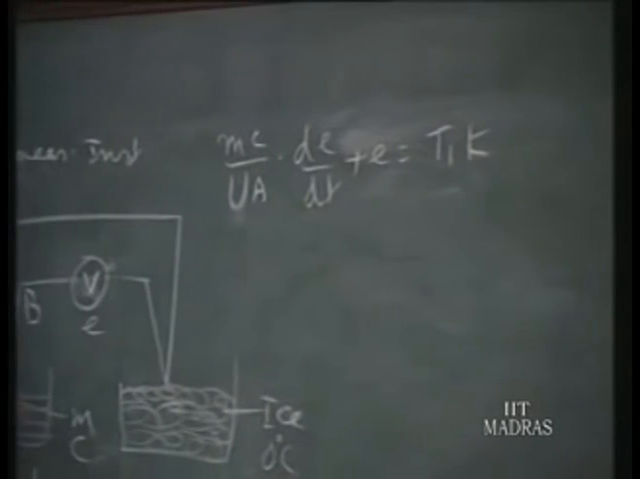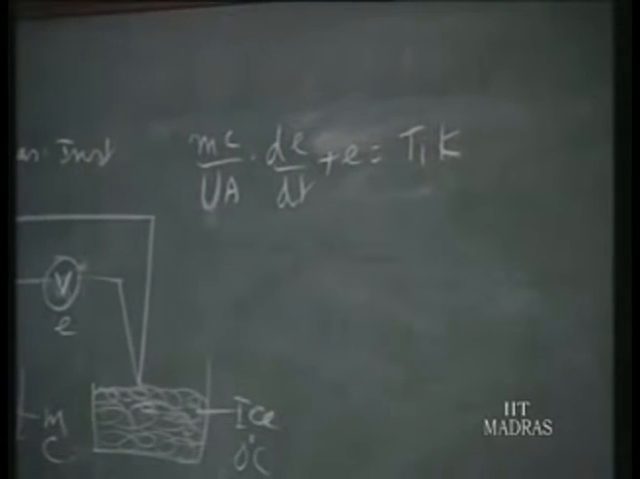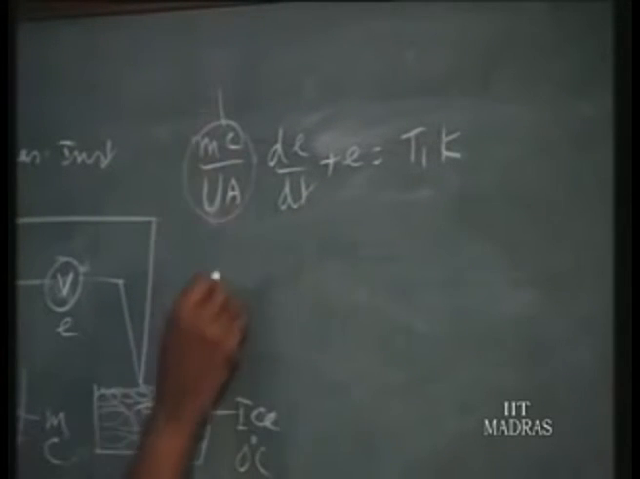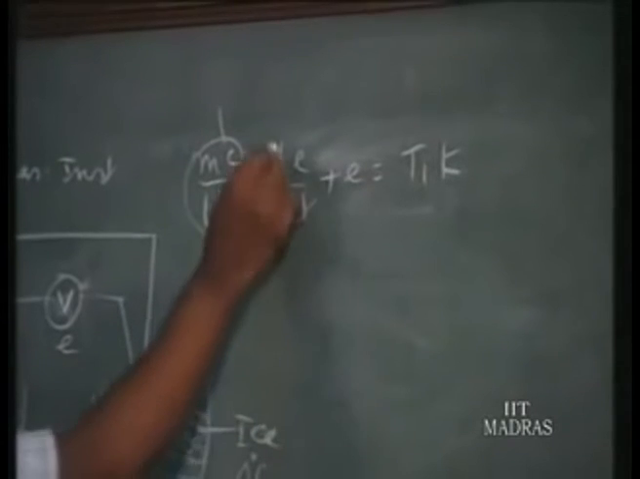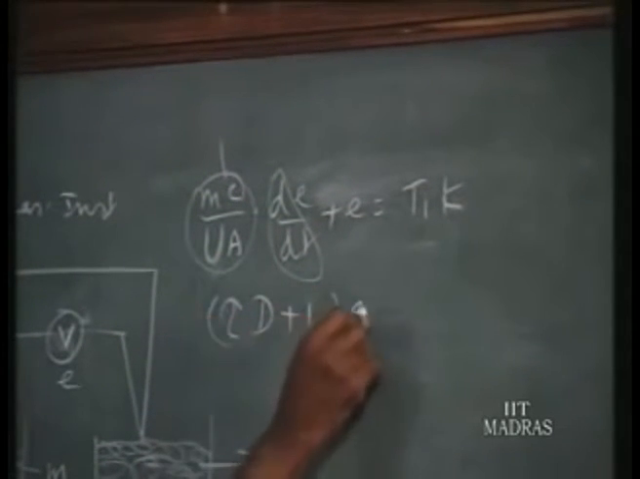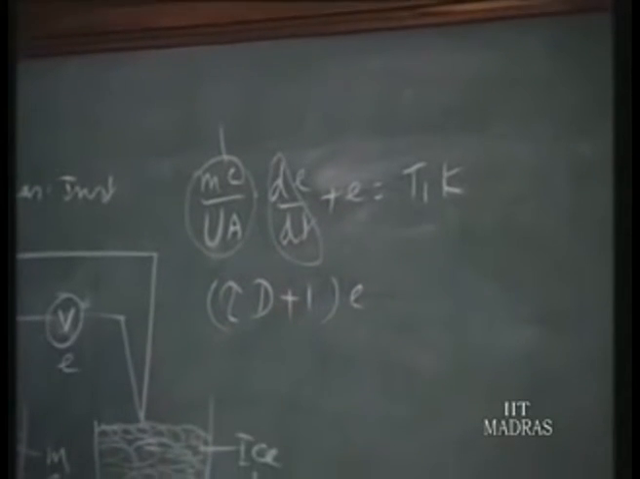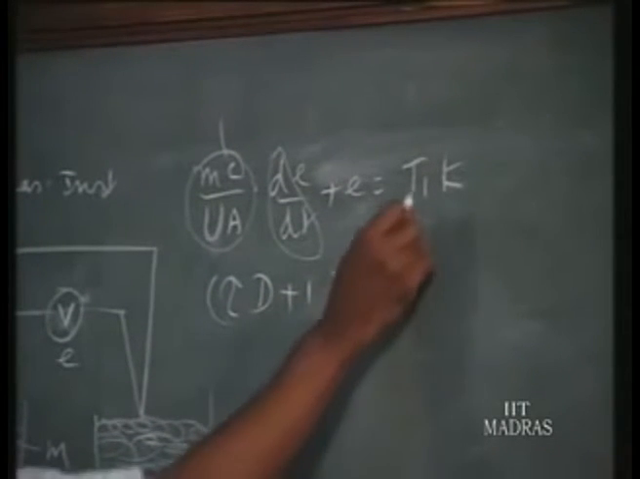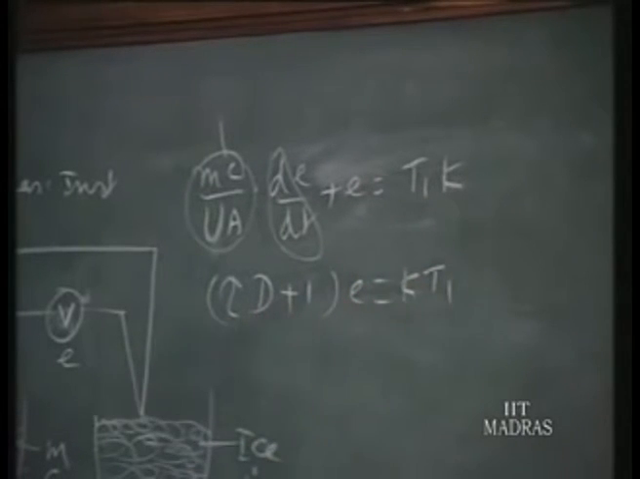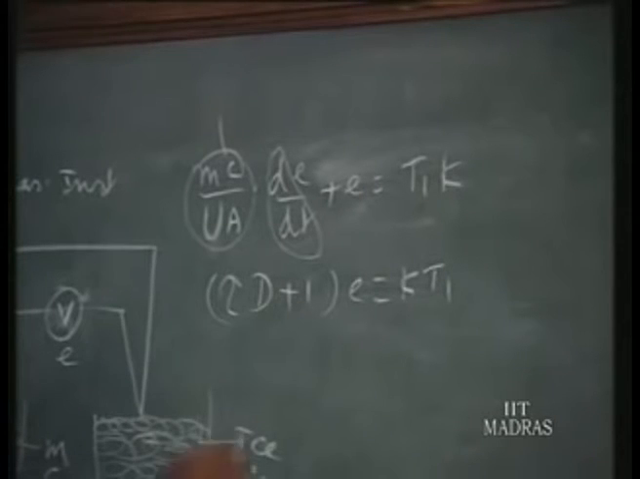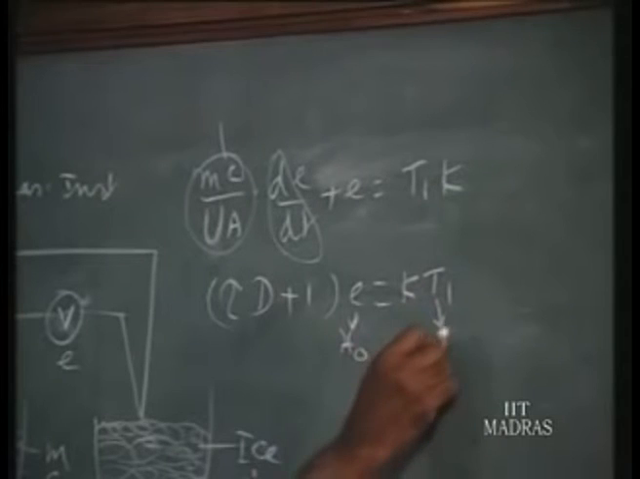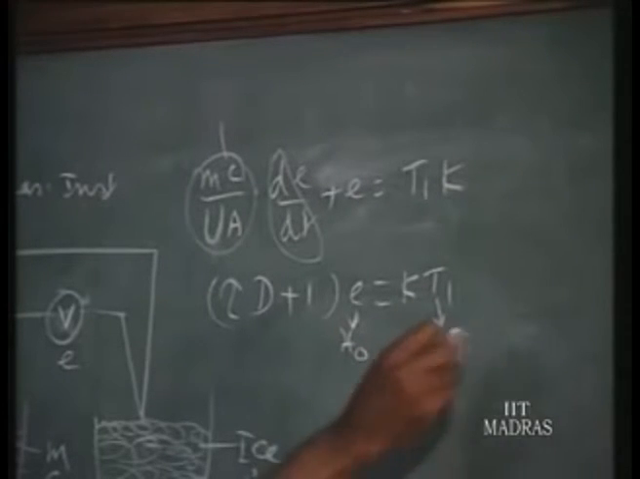K times T1 is our input signal, that is, the temperature of the bath. So this is the form. Now you find mc by UA is nothing but the time constant of the thermocouple. This we denote as tau, and making the coefficient of E as 1, E is equal to K, the sensitivity, times T1, our input signal. So you find this is our Xo, and this is our Xi.